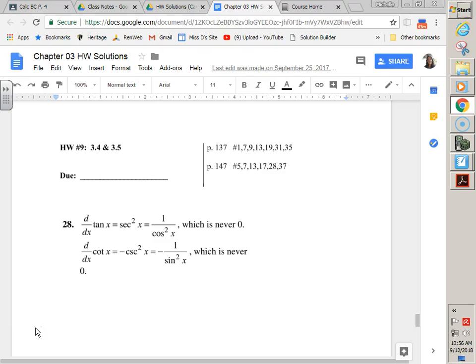But why? Why are neither of them ever 0? Why will tangent never have horizontal... Is that what we're talking about? No, we're talking about undefined. Vertical asymptotes? No, horizontal asymptote. Horizontal tangent lines? Got it. Show that tangent and cotangent don't have horizontal tangents.